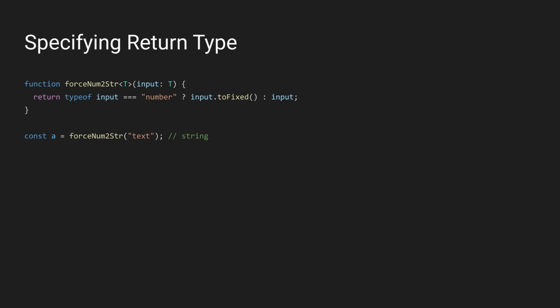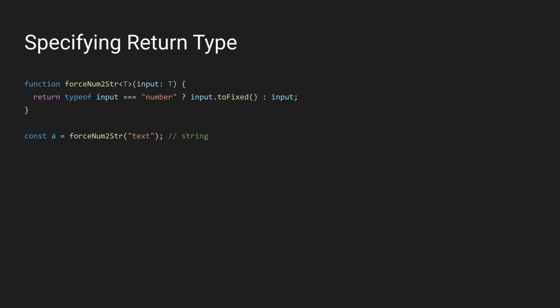Let's start with something really easy. We will create a function that will accept any kind of input. If it's a number, it will be converted to a string. This is the implementation of this logic. We check if the input is a number and return string. Otherwise, we return input without modifications.